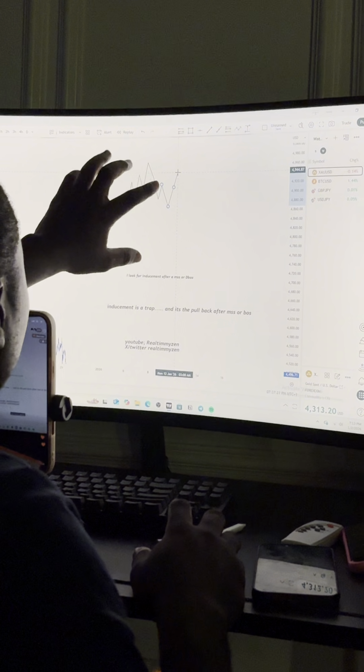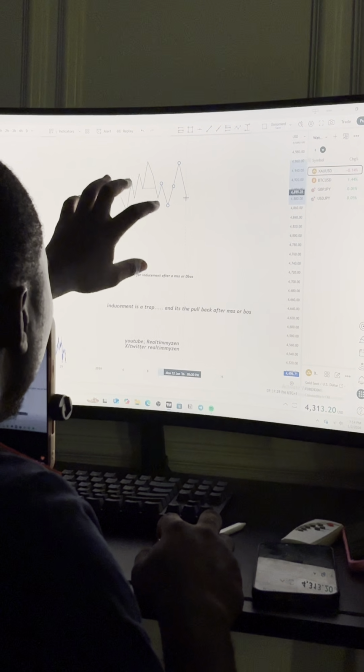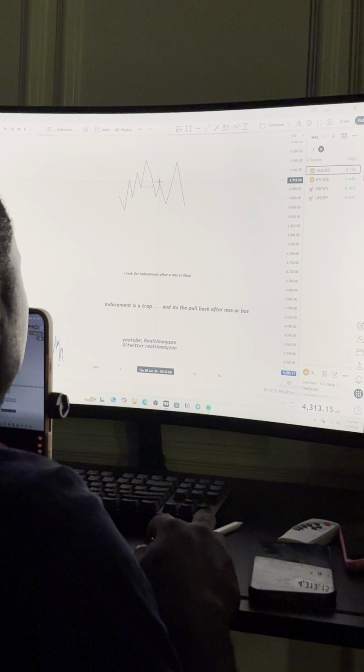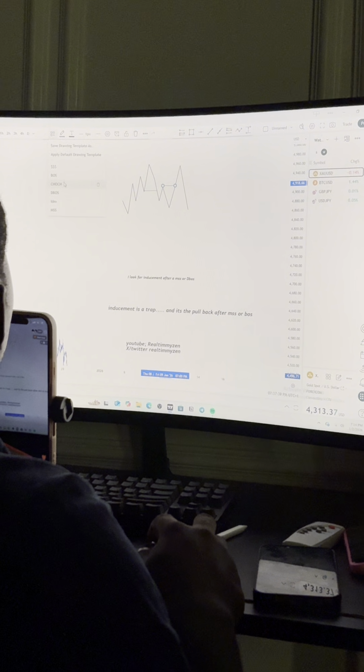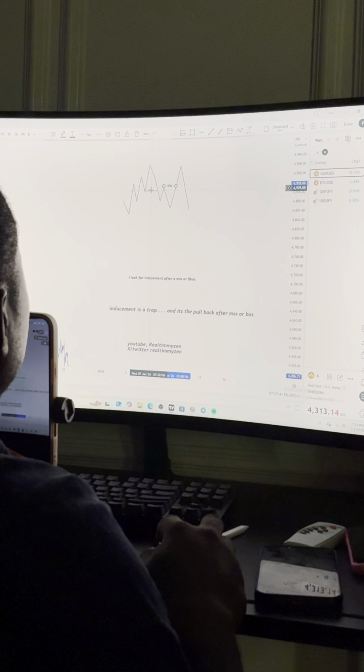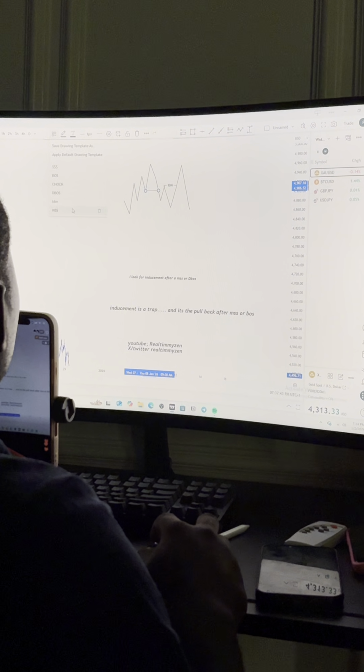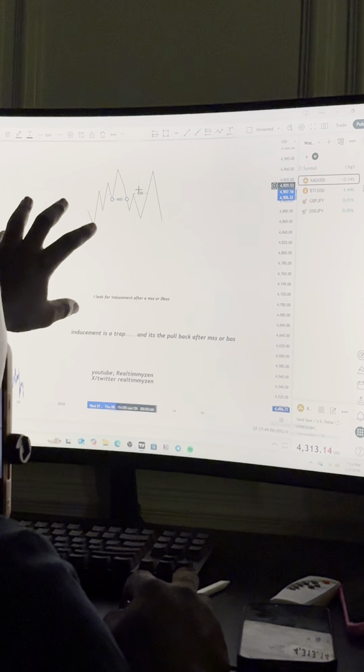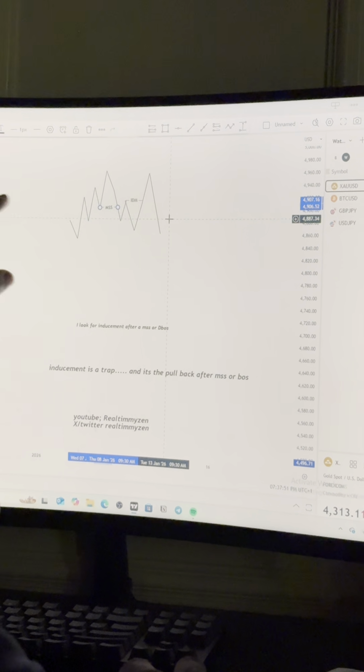Now, what do I look for next? I use my second point of interest, which is my order block, to keep on shorting this market. Now, where is my inducement? This is my inducement. Let me just mark it out. This is my inducement, and this is my market structure shift. This is an example of market structure shift.